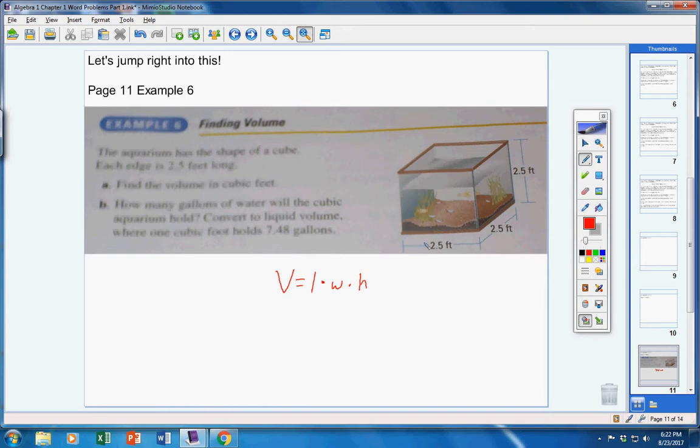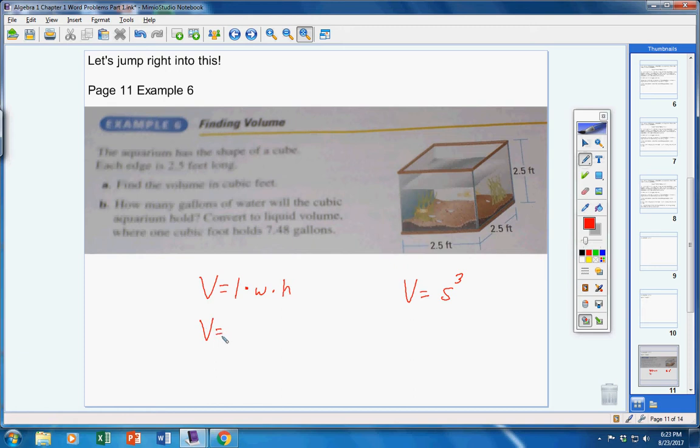Or, since all of these are the same, the length, the width, and the height are all the same, you could just call each of these a side. Here's a side, here's a side, and here's a side. So 3 S's. You could say another way to find the volume of a cube is side times side times side, or in other words, S to the 3rd power. So I don't care which one you use, okay? You'll get the same answer either way.